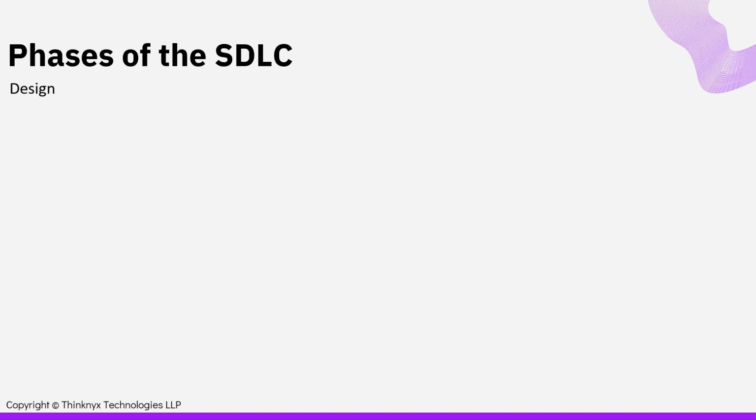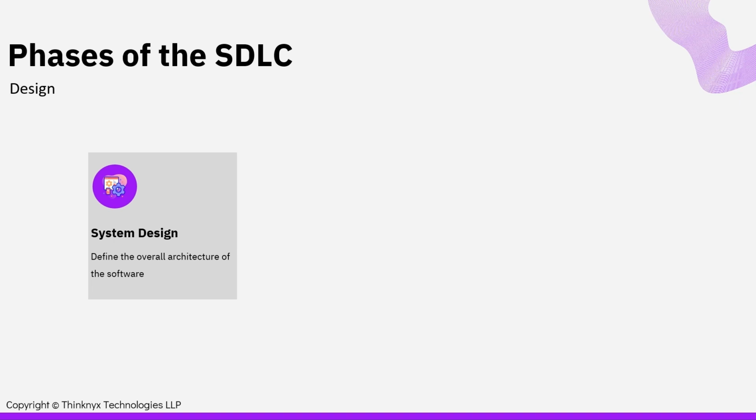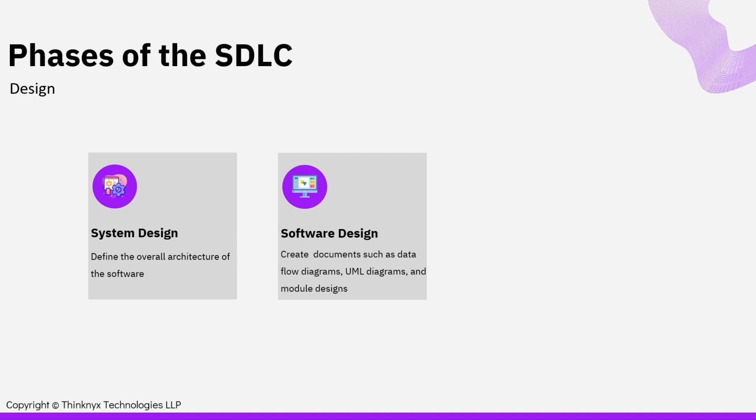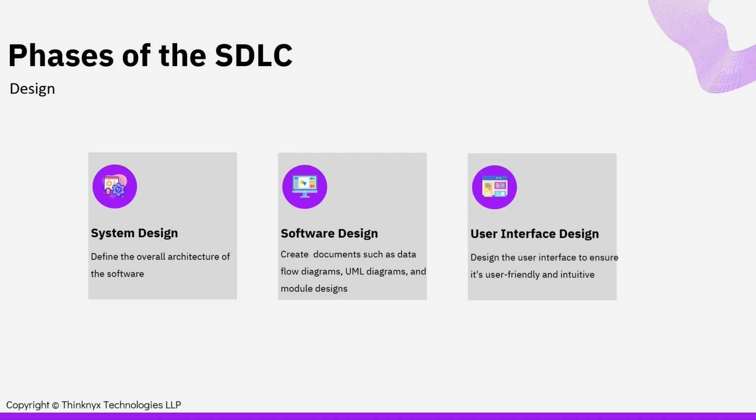Next one is design. System design. Define the overall architecture of the software including hardware and software components. Software design. Create detailed design documents such as data flow diagrams, UML diagrams, and module design. User interface design. Design the user interface to ensure it's user-friendly and intuitive.